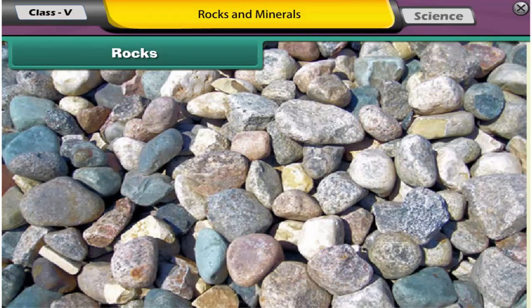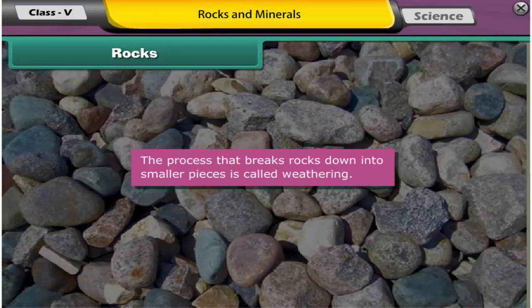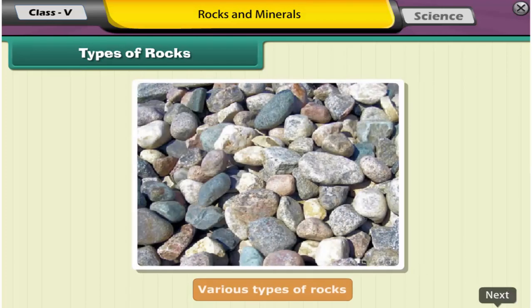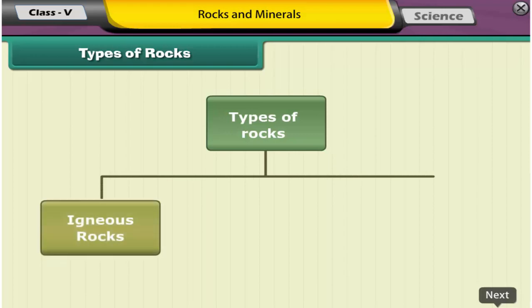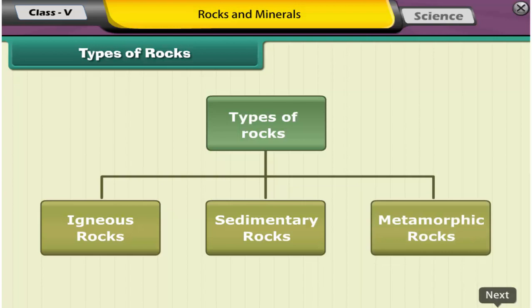Rocks can be of different size and color. The process that breaks rocks down into smaller pieces is called weathering. We now know that the Earth's crust is made up of various types of rocks. The three major types are igneous rocks, sedimentary rocks, and metamorphic rocks. Let's study about them in detail.